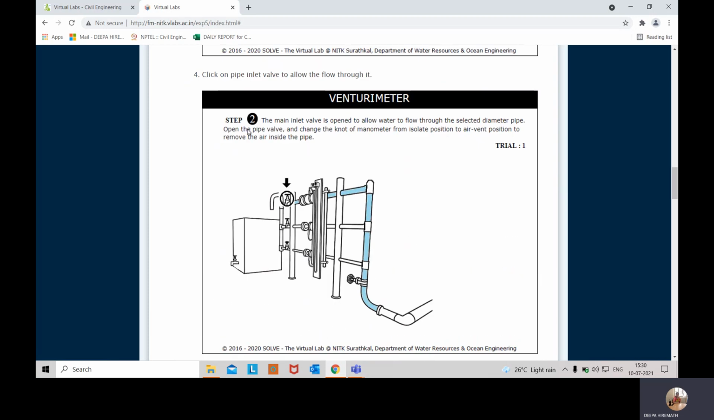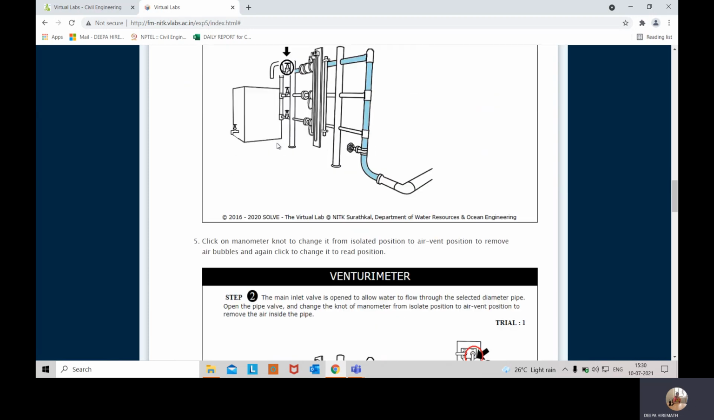Then in the next step, we are going to open the main inlet valve in order to allow the water to flow through the selected diameter pipe. And after opening the pipe valve, change the knob of the manometer from isolate position to air vent position in order to remove the air inside the pipe.